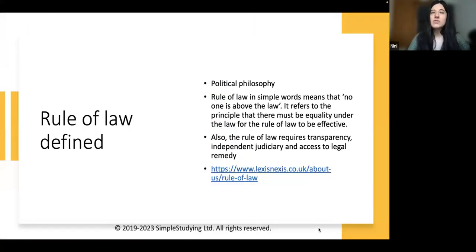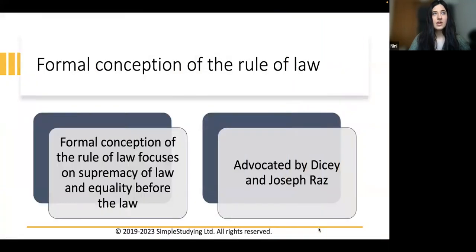What is the rule of law? The rule of law is a political philosophy. The rule of law, in simple words, means that no one is above the law. It refers to the principle that there must be equality under the law for the rule of law to be effective. It also refers to transparency, an independent judiciary, and access to legal remedy. There are two different conceptions of the rule of law. One is the formal conception advocated by Dicey and Joseph Raz, and there is also a substantive conception of the rule of law, which will be discussed later.